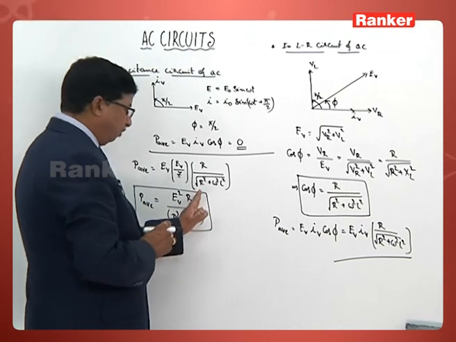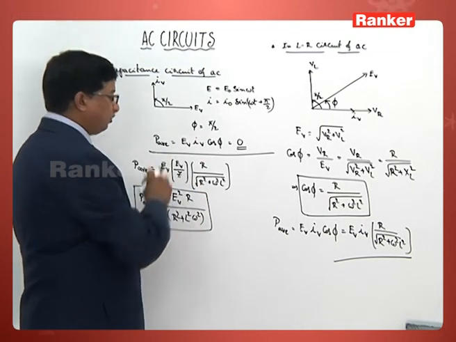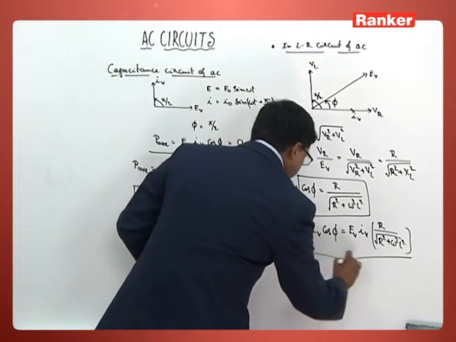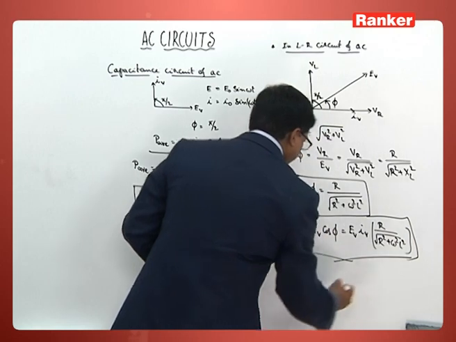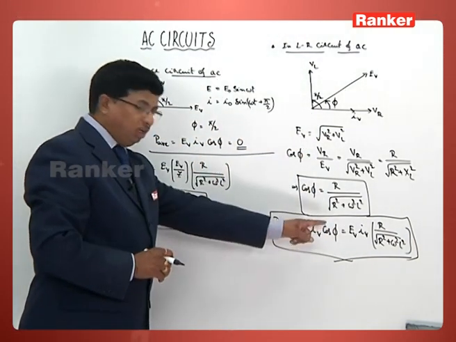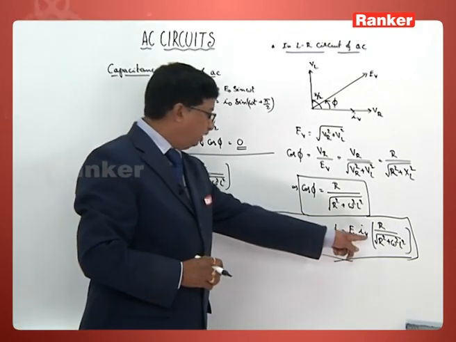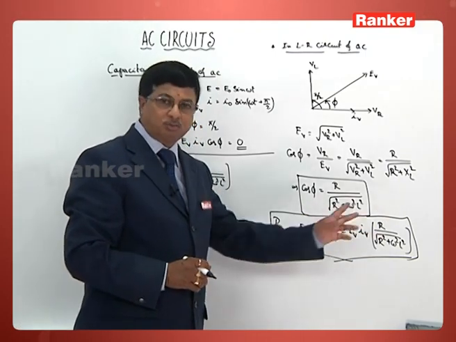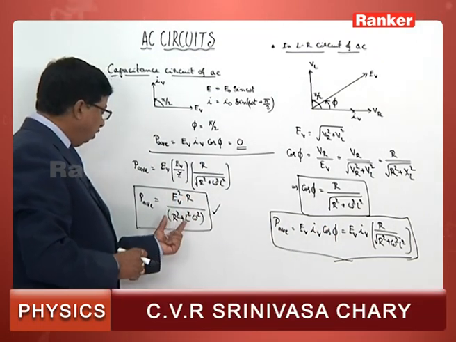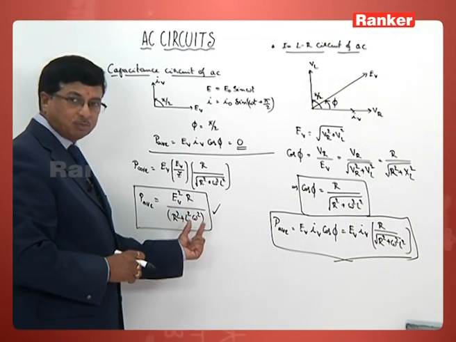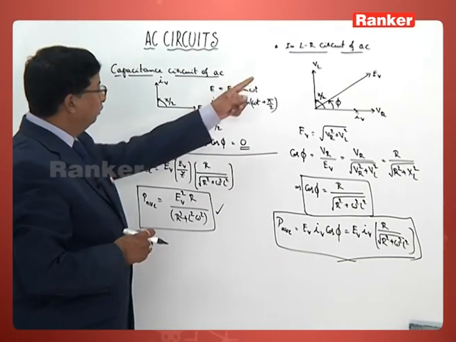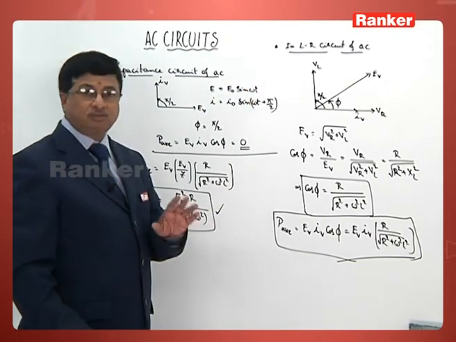So as far as the power concept is concerned in an LR circuit, one should remember this formula as well as this other equation we have taken up here. There are two different ways of representation. One is E virtual into I virtual into R by root over R square plus omega square L square. The second equation is E virtual square into R by R square plus L square omega square. So this is another way of representing the same formula. This is regarding the LR circuit.